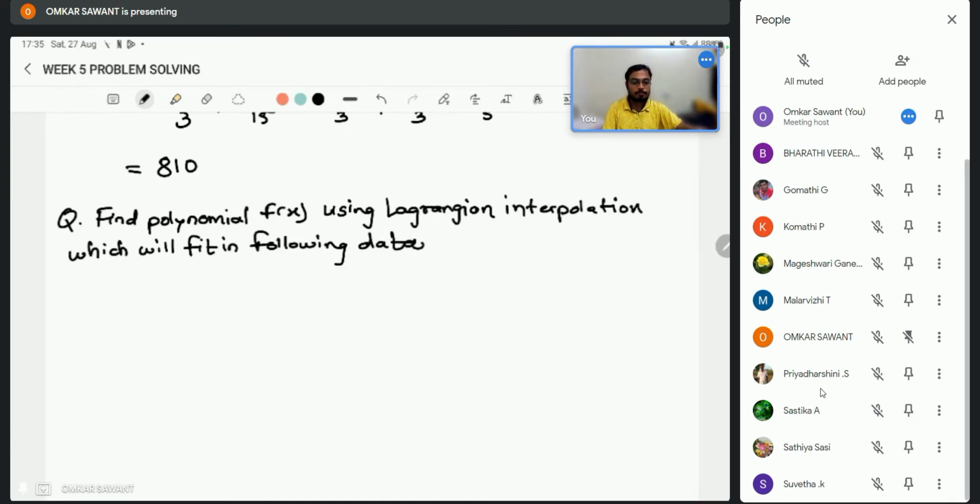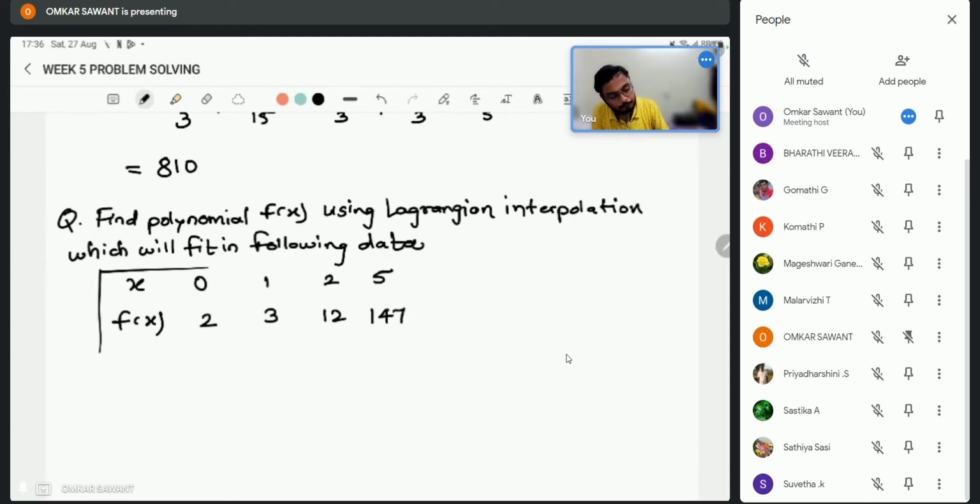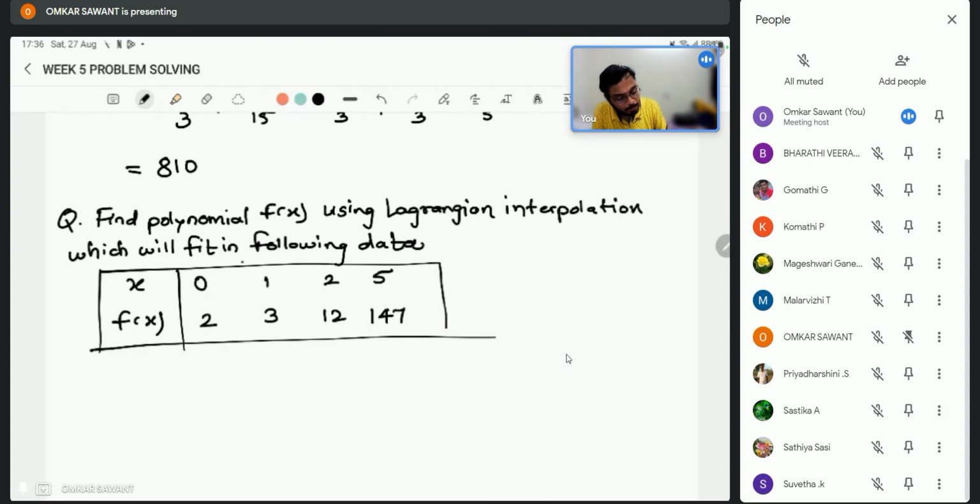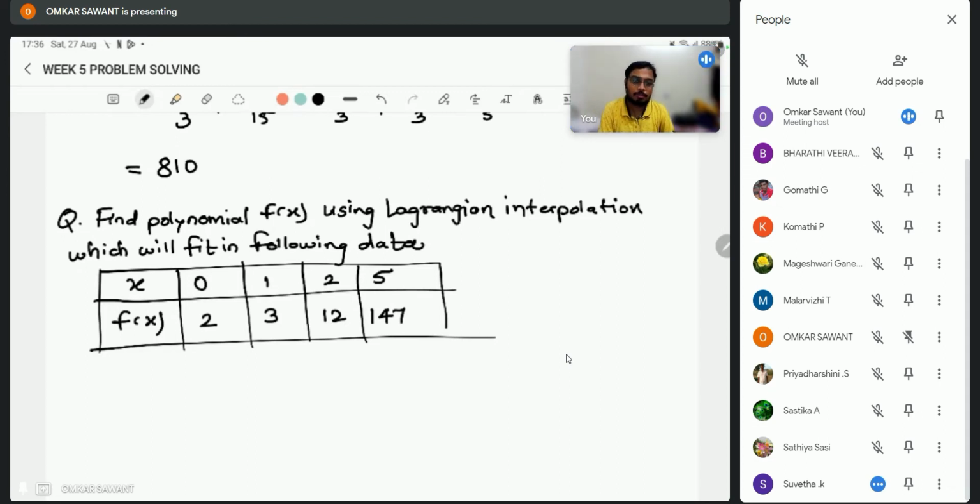Suvetha, what will be the highest order of the polynomial which we can fit if we have 4 data points? Gomathi, are you understanding my question? We have 4 data points, then what will be the highest power term of the polynomial? 3, sir. 3, right? That will be a cubic polynomial, right?